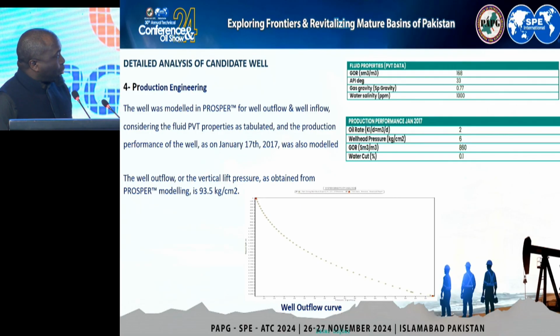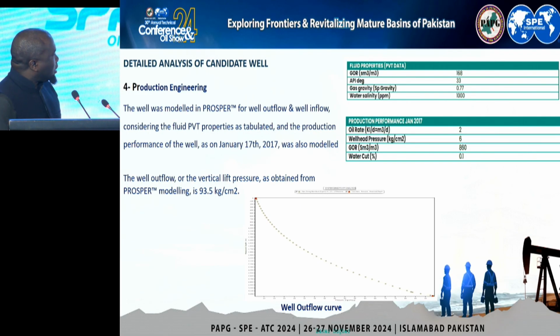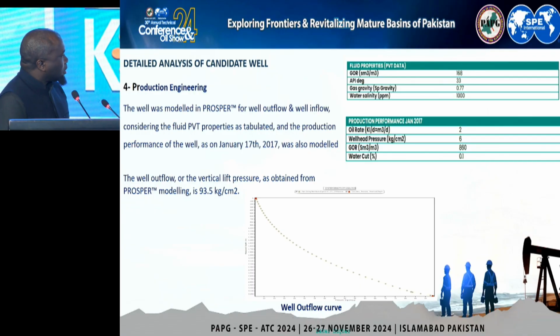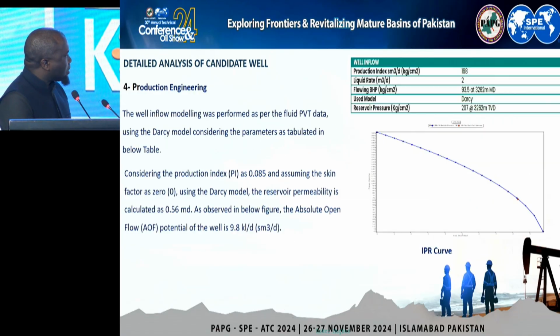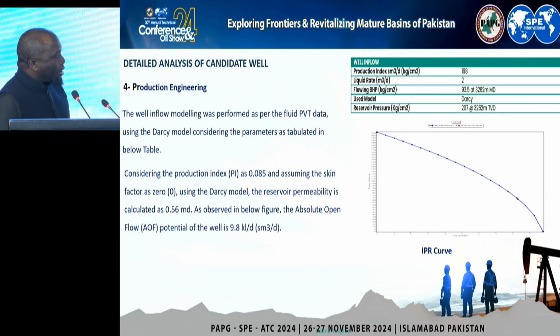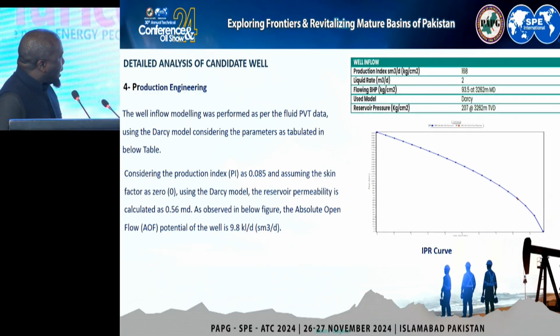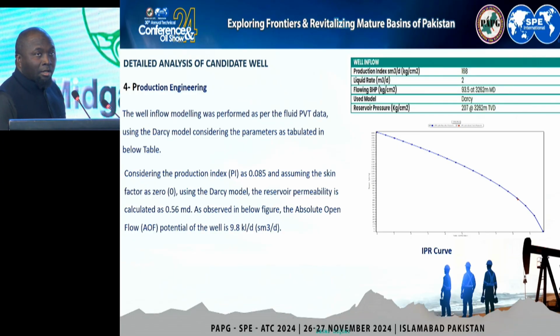Then looking at production modeling, production was modeled using Prosper, and the best case we have for vertical lift pressure is 93.5 kg per cm square. Next, perform nodal analysis to get the maximum production, and this was 9.8 kiloliters per day based on inflow well characteristics.